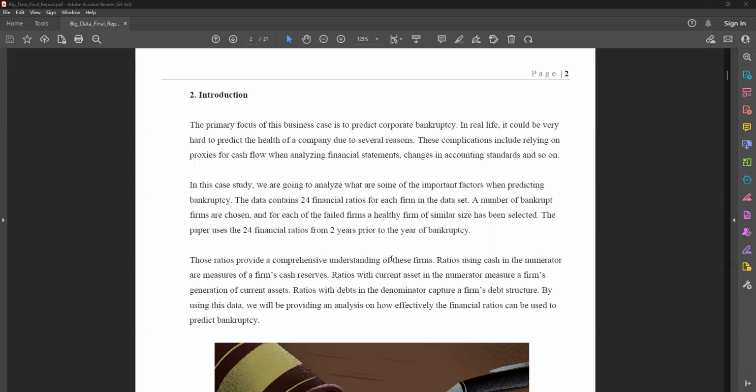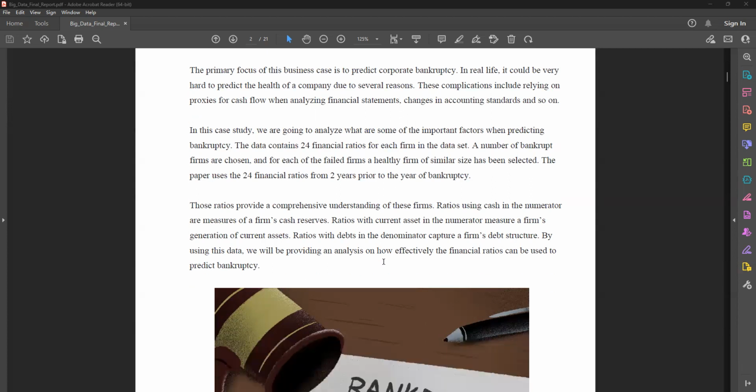And then a number of bankrupt firms are chosen. And for each of the failed firms, a healthy firm of similar size has been selected as a comparison. And these ratios will provide a comprehensive understanding of these firms, and the ratios use a numerous amount of variables, such as but not limited to current assets, total assets, current debt, etc.